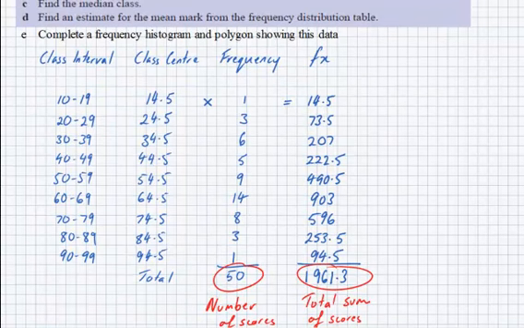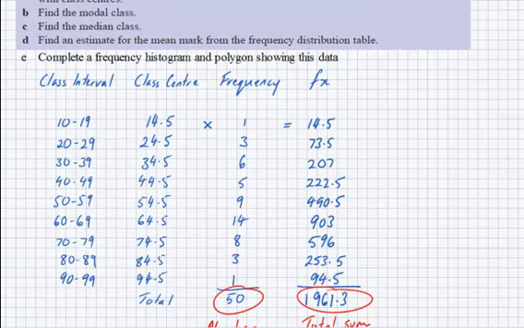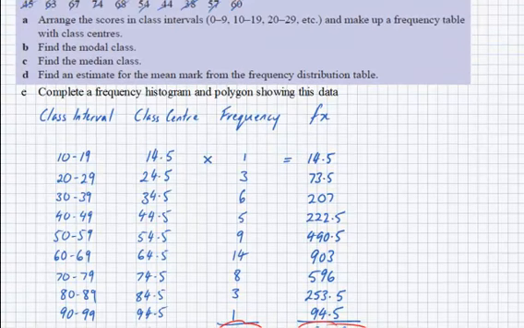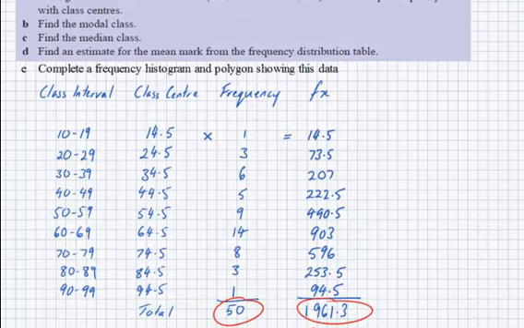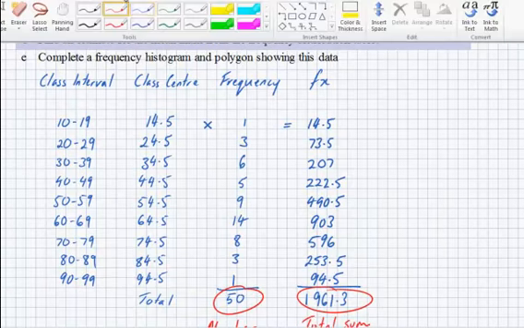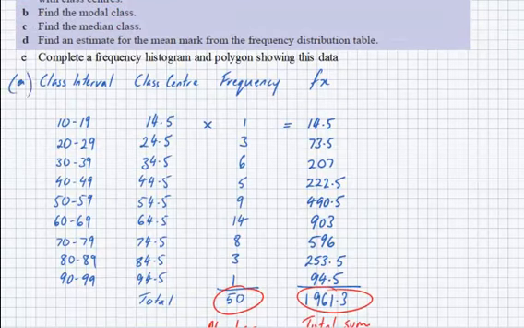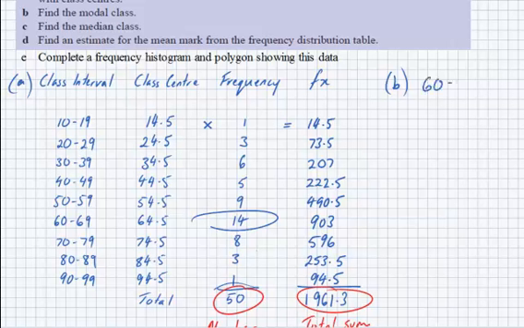Okay, so that's part A done. That's drawing up the table. Next part says find the modal class. So part B, that was part A. Part B is to find the modal class. The mode, remember, is the most common. So we're looking for the highest frequency, and that's 14. So the modal class is the class 60 to 69.